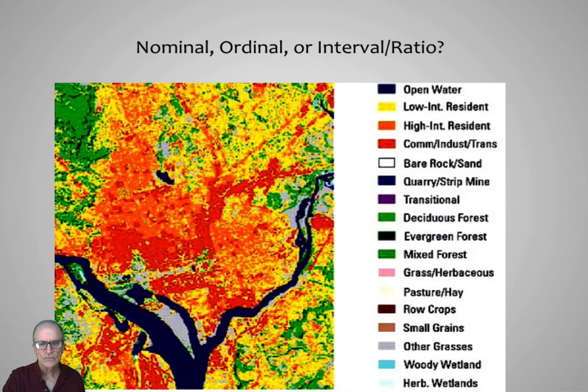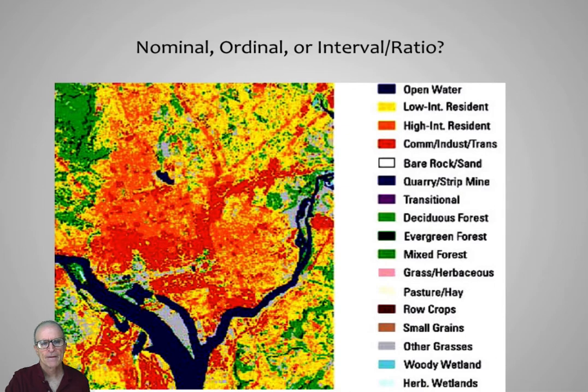Right? So here's a set of data. Is it nominal, ordinal, or interval ratio? They're categories. You can't divide mixed forest by evergreen, and you can't say evergreen is bigger than or better than deciduous uniformly. So these have to be nominal data.